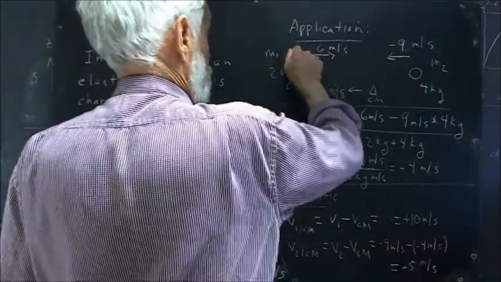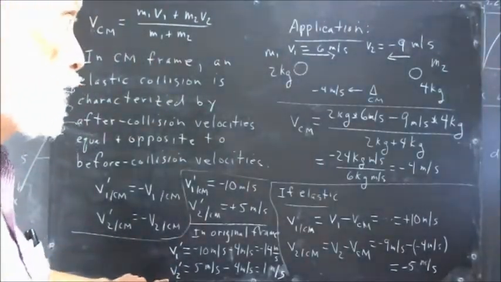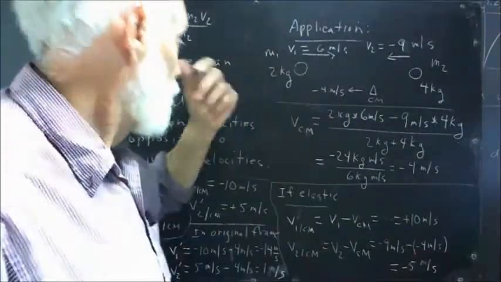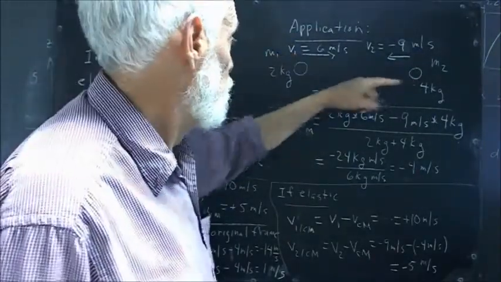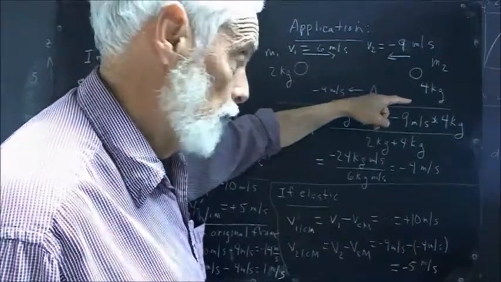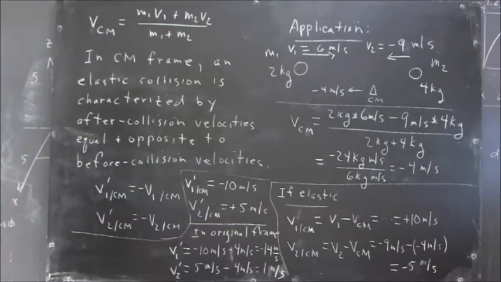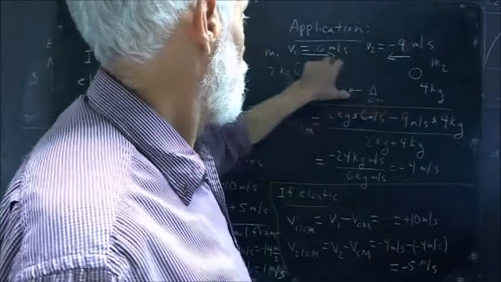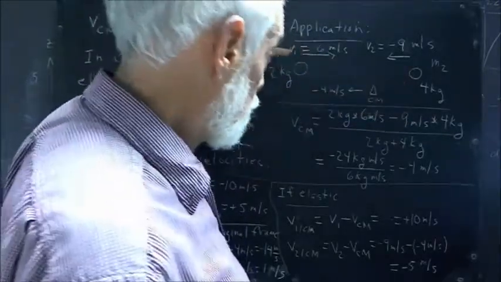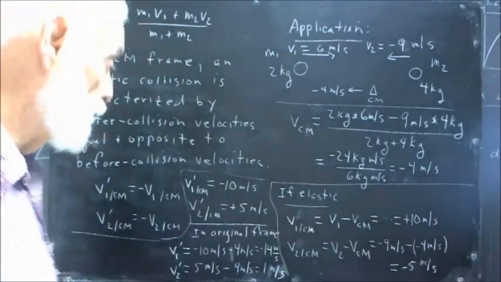So let's be careful that this is V1, this is V2, this is V1 prime, V2 prime. So this mass will move off at 14 meters per second this way, and this one will move back this way at 1 meter per second. Now let's just check this. What's the relative velocity of these objects before collision? It's 15 meters per second. That should be clear. 6 meters per second this way, 9 meters per second this way. We're going to get 15 meters per second.